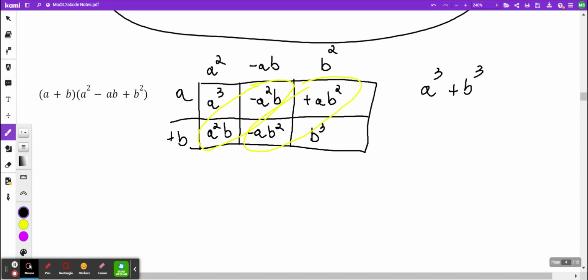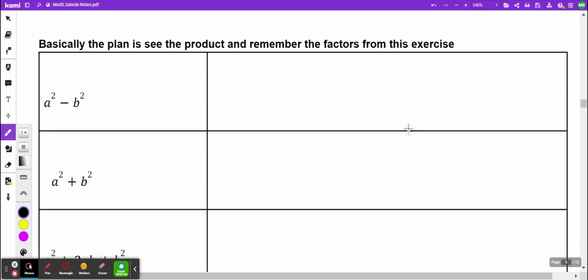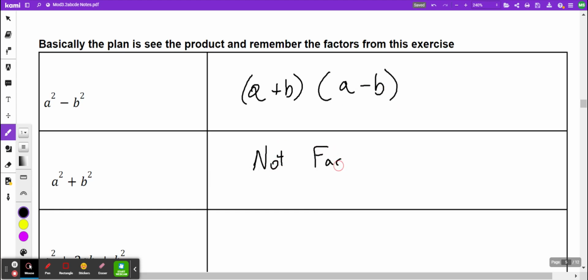So let's just jump into it. Sometimes you're just going to need to work it out, or if you can remember it, you can use this handy dandy chart right here. If it's A squared minus B squared, then it's going to look like this: A plus B times A minus B. If it's A squared plus B squared, it's not factorable. This would be an example of a prime polynomial.